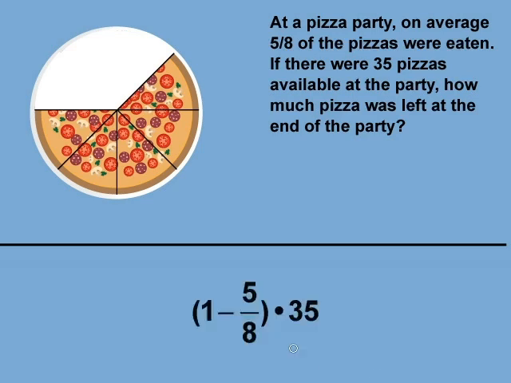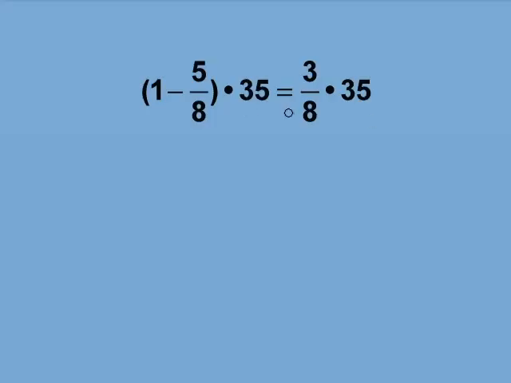The total amount of pizza left is shown in this expression, 1 minus 5/8, the average amount left, times 35. The average amount left is 3/8, and we multiply that by 35. Since there are no common factors greater than 1 for 8, the denominator, and 35, the whole number, then multiply the numerator by 35. We get the improper fraction 105/8, which results in the mixed number 13 1/8.